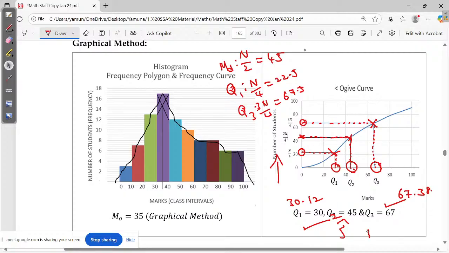Can you guess D7? Because P75 will get the same value as Q3. Can you try D7 in your material? Please try. Or if you have drawn the graph, you can directly mark it over there. D7. Where will we get D7?